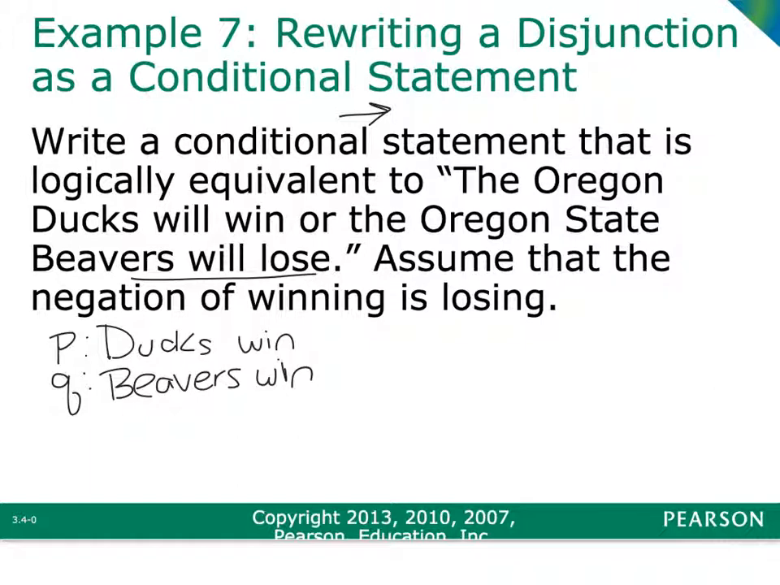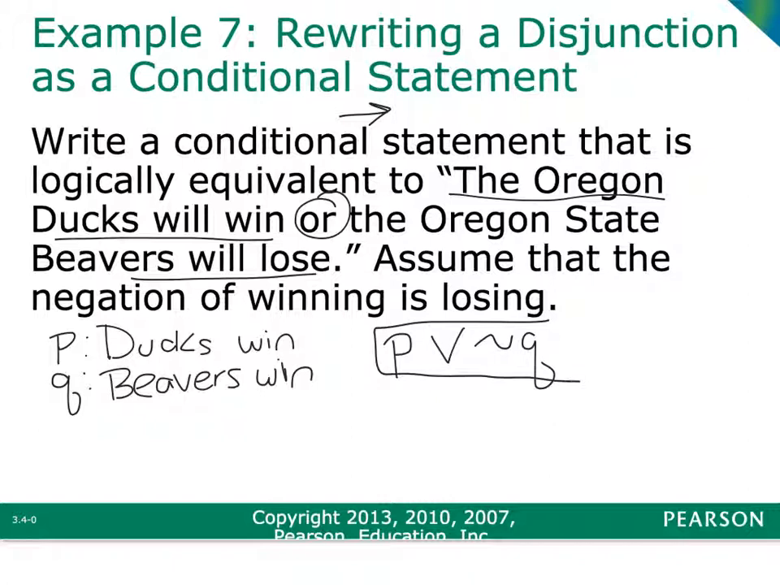Okay, so the original statement says the Oregon Ducks will win, so that's P, or the Oregon State Beavers will lose. Well, losing means not winning, so we'll have the Beavers losing being not Q. Okay, so this is your original statement. So we want to write a statement that's equivalent to that by using the conditional statement.